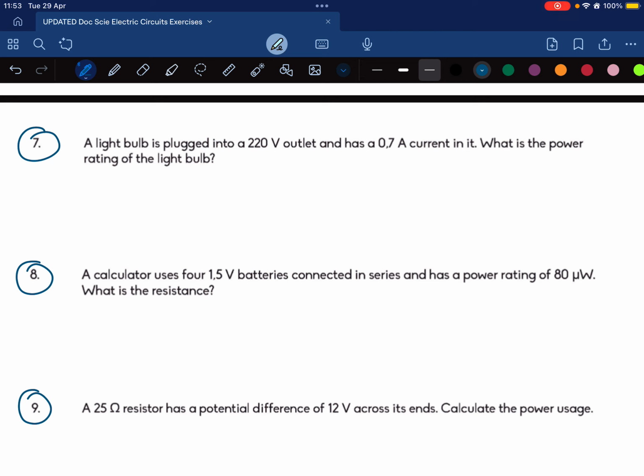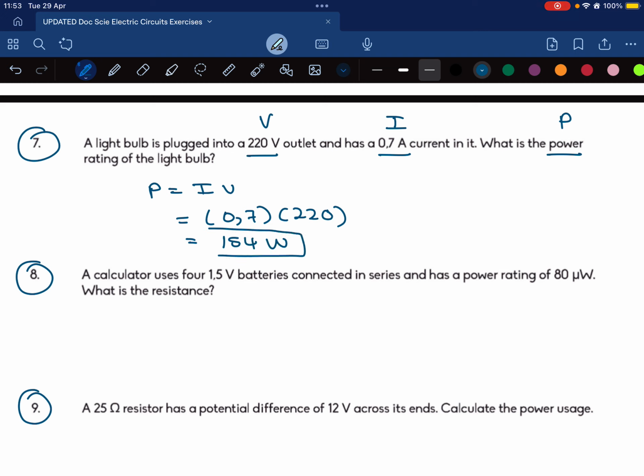It says a light bulb is plugged into a 220 volt outlet, so you have voltage, it has a current of 0.7 amps. What is the power? Okay, so that one's nice and easy. You have an equation, P is equal to IV. So you would have 0.7 multiplied by 220, which would have given you 154 watts. Okay, don't forget the unit.